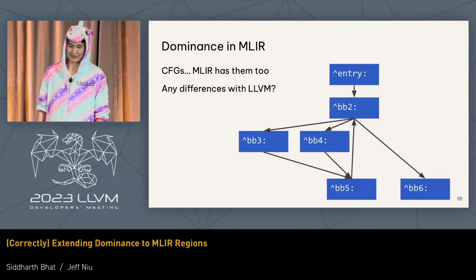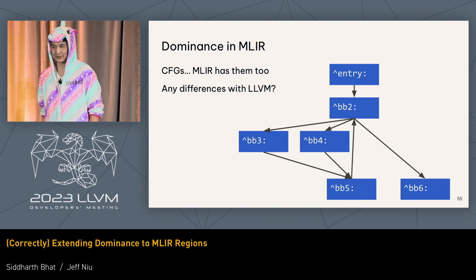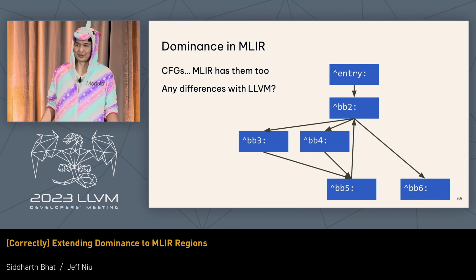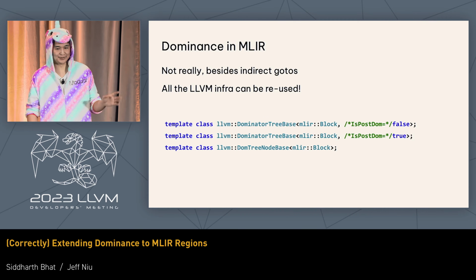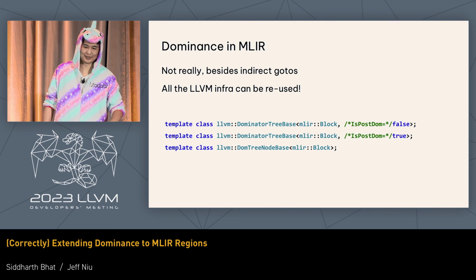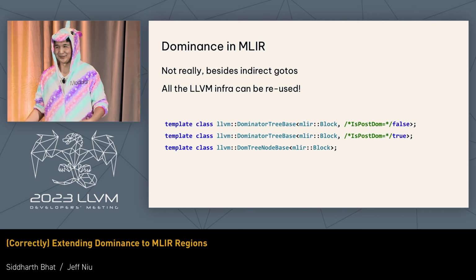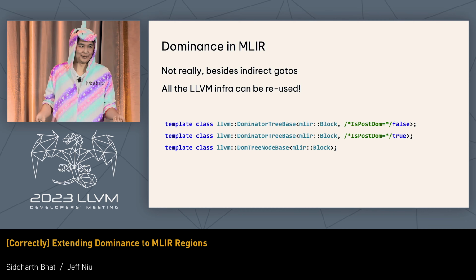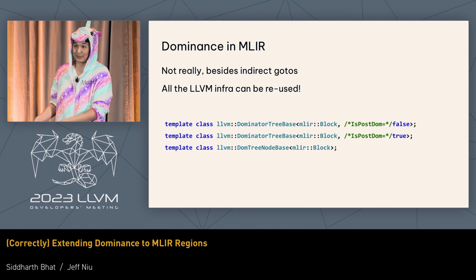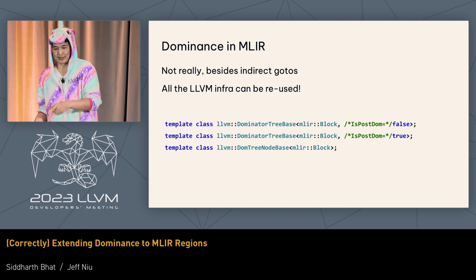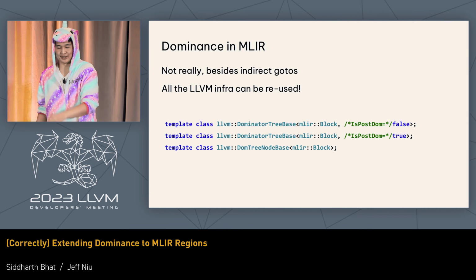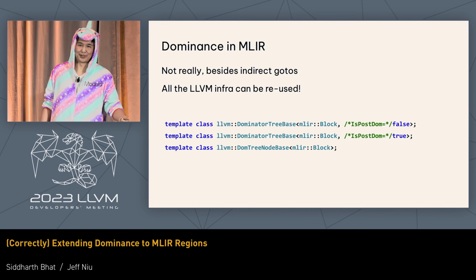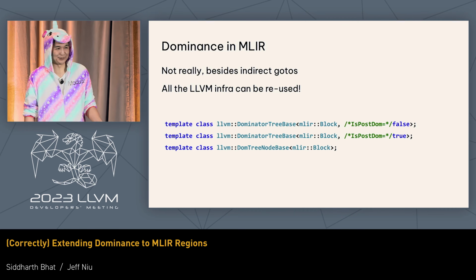So MLIR happens to also have control flow graphs, like LLVM. And so the obvious question to ask right away is, are there any differences? Well, not really, besides indirect gotos, which are super niche, and you shouldn't be using them anyways, unless you happen to be stuck in that kind of situation. And that means that all of the LLVM infrastructure for computing and working with dominance can be reused in MLIR. So the MLIR dominance analysis will actually just instantiate the LLVM dominator tree base with an MLIR block. And then we can reuse this super cool algorithm for computing dominance in MLIR too, which is great.